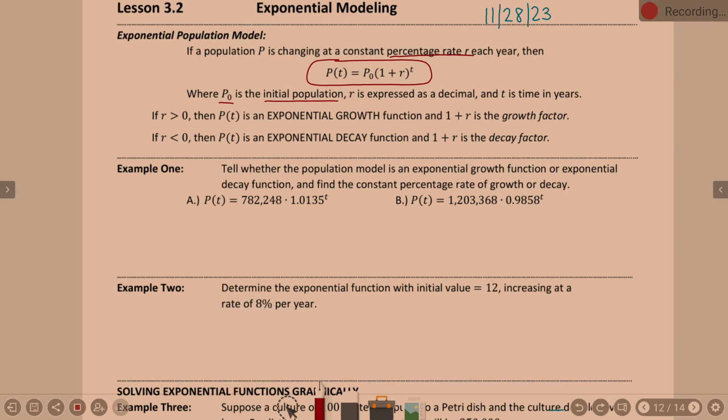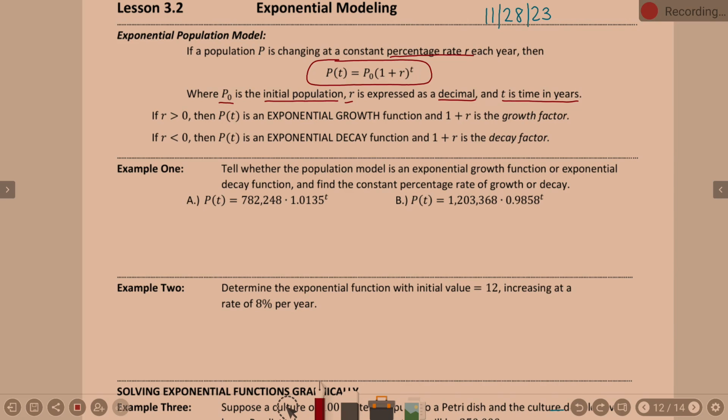R up above was always listed as the percentage rate, and R is expressed as a decimal, as a percent usually is in an equation form. We express it as a decimal, and T, of course, is time. Now, growth versus decay. I mentioned yesterday real briefly at the end that our graphs that were increasing to the right were examples of growth, and our graphs that were decreasing to the right were examples of decay.